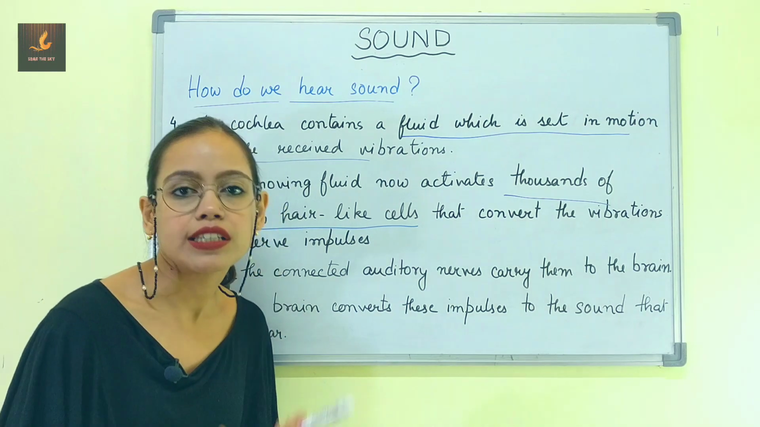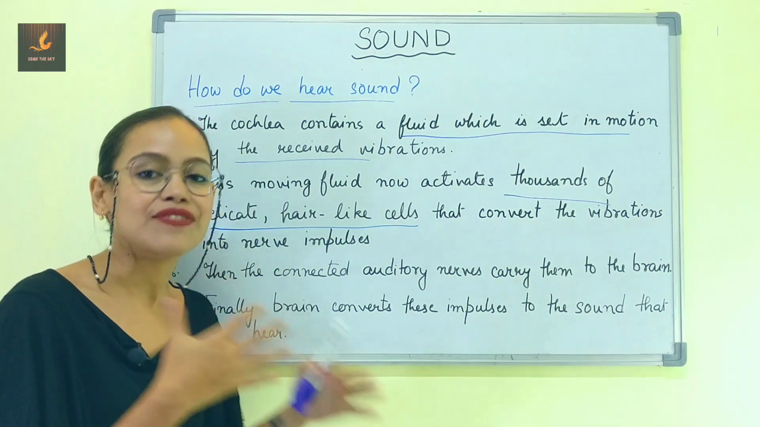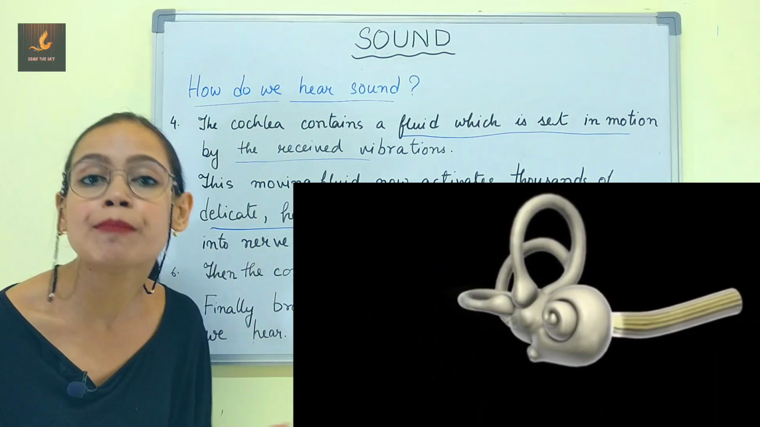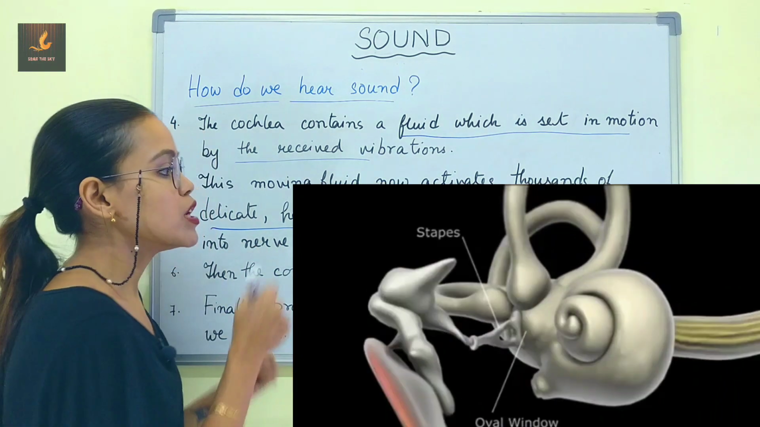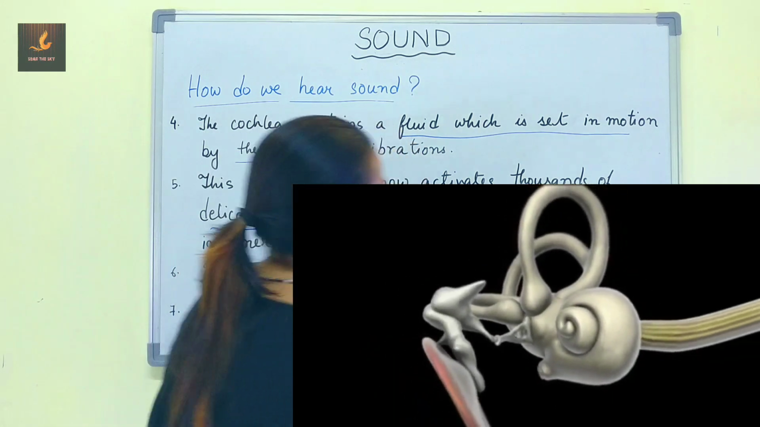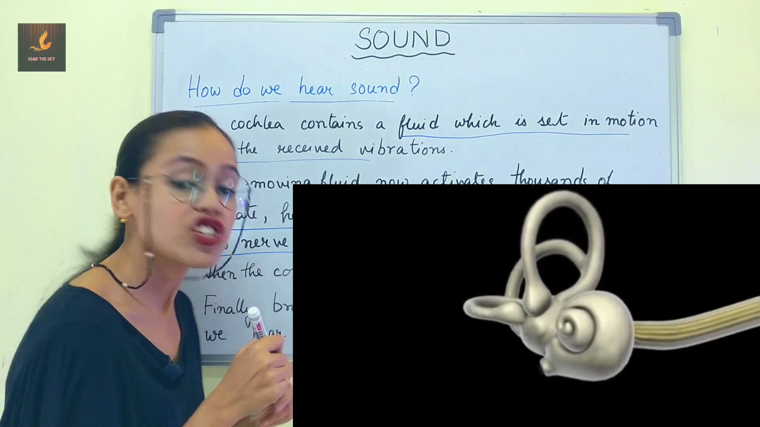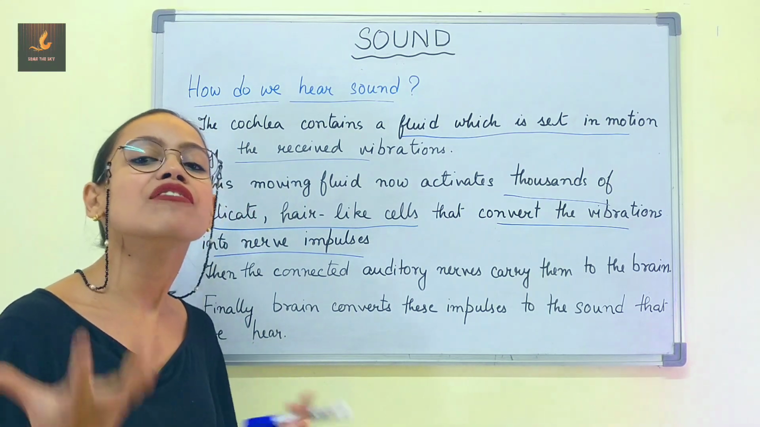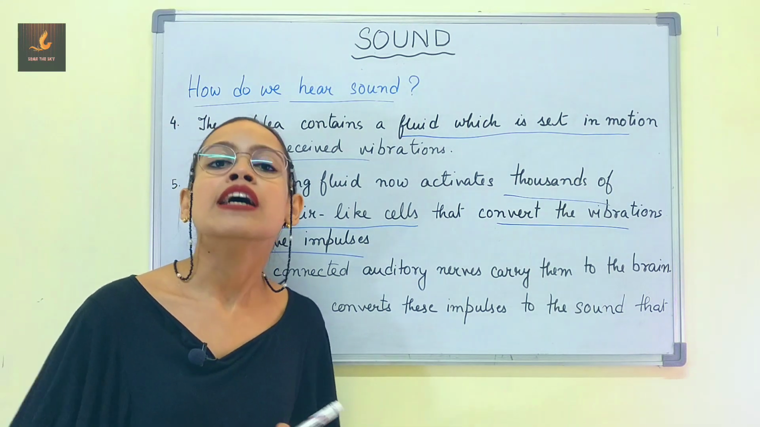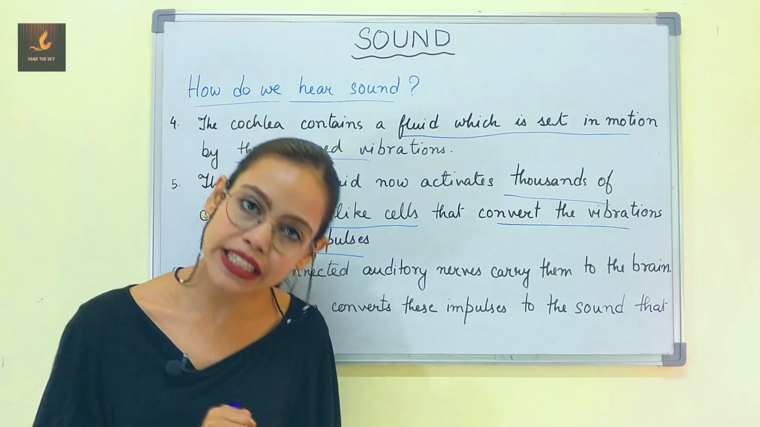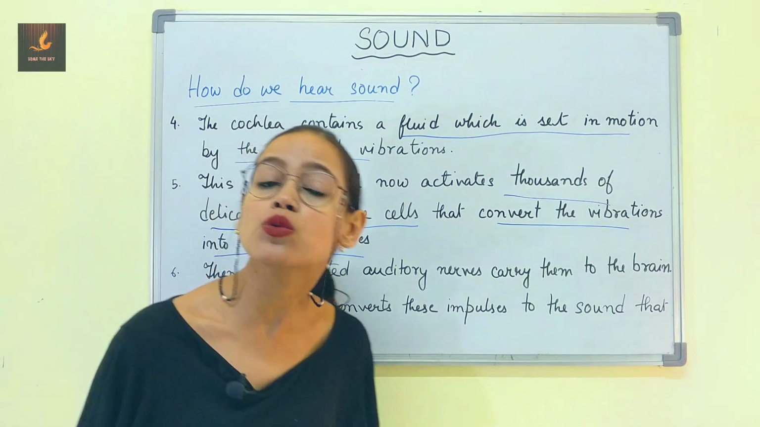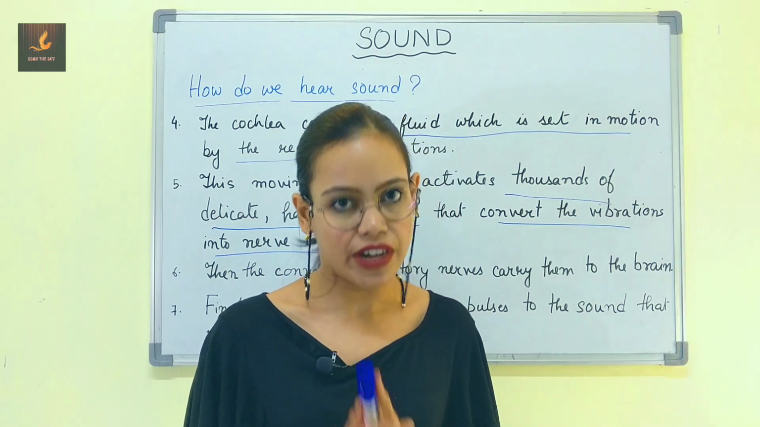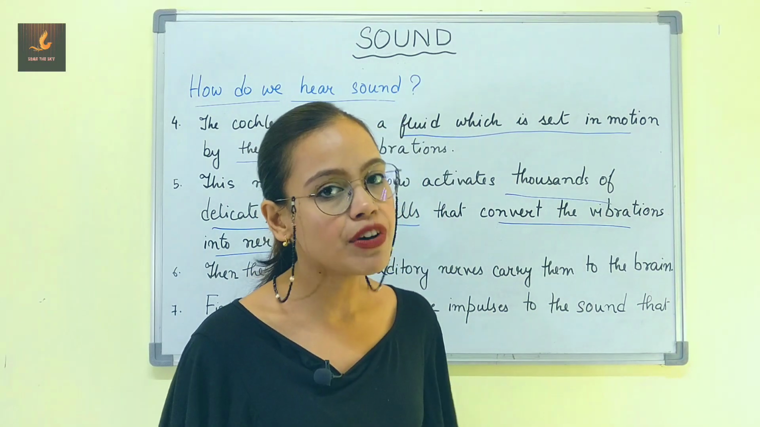They convert these vibrations into nerve impulses. Here this very important thing occurs which helps us to finally hear the sound. So the cochlea, after receiving the vibrations, the fluid inside the cochlea is set into motion, activating thousands of fine hair-like cells that convert the vibrations into nerve impulses.